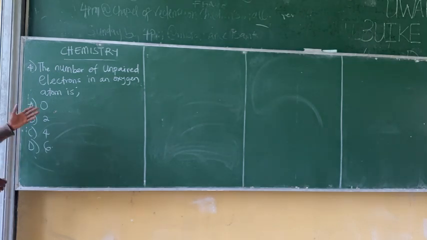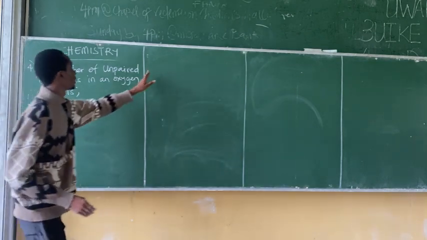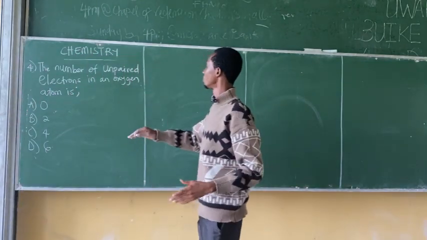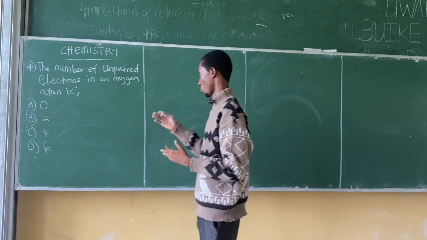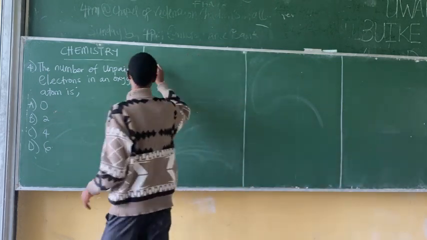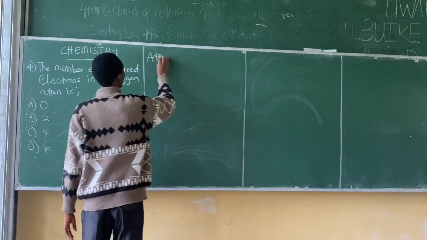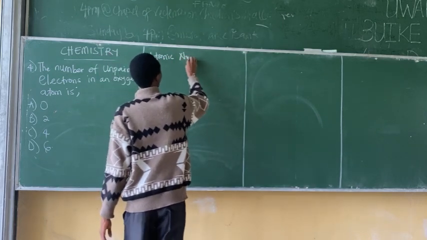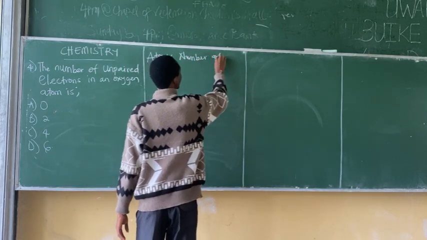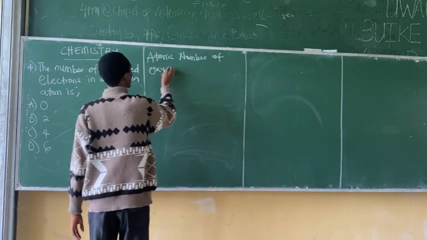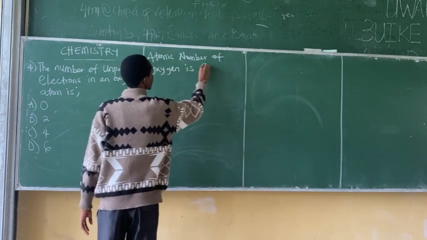Question 4 says, the number of unpaired electrons in an oxygen atom is dash. The number of unpaired electrons in an oxygen atom is A, 0, B, 2, C, 4, and D, 6. Now, the first thing you need to ask yourself is, what is the atomic number of oxygen? The atomic number of oxygen is what? Is 8.